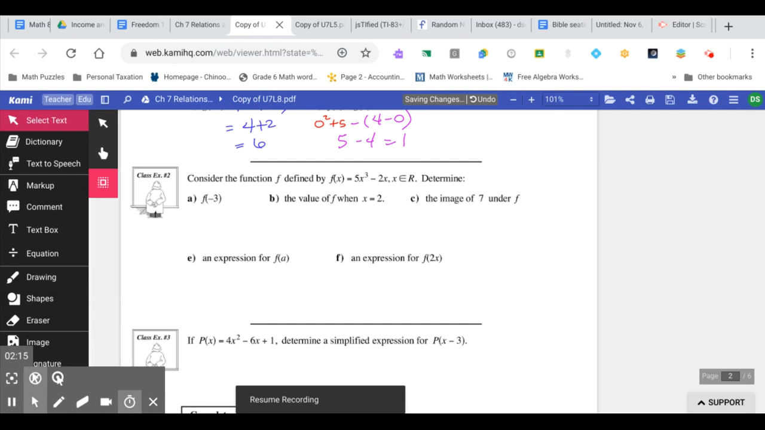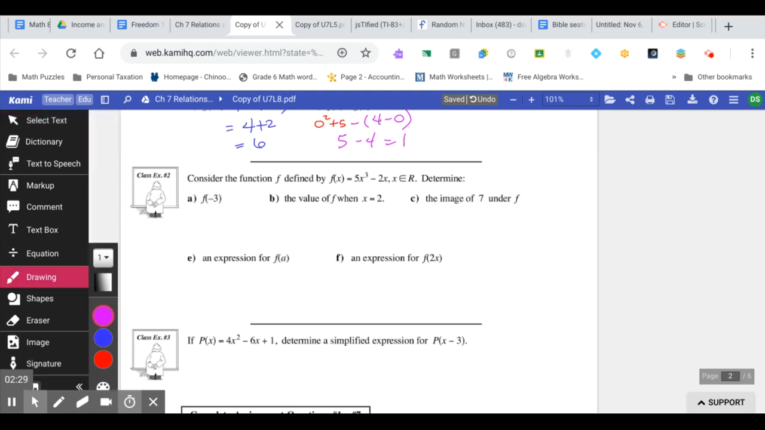Let's do some more examples. This time, the f machine is 5x cubed minus 2x. So take your input, cube it, multiply it by 5, then minus 2 times x. This x is an element of R, which just means x is an element of the real numbers. We can kind of ignore that, just knowing that any real number would be able to go into this function.